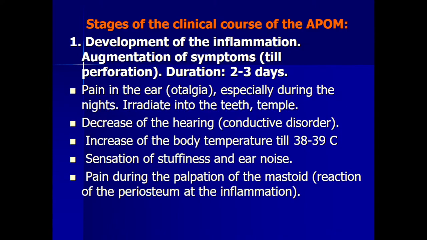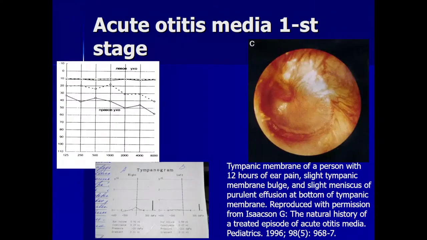Development of the inflammation, augmentation of symptoms till perforation, lasts 2 to 3 days. The patient feels pain in the ear, especially during the night, irradiating into the teeth or temple, decrease of hearing, a conductive type disorder, increase of body temperature to 38-39 degrees, sensation of stiffness in the ear, noise, and pain during palpation of the mastoid. Sometimes there may be a reaction of the periosteum and inflammation.